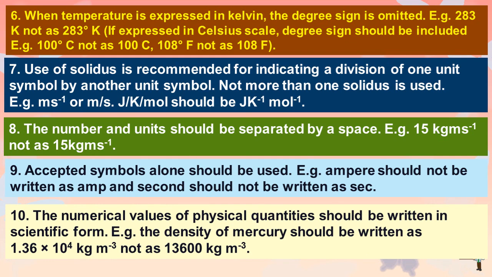We already saw the prefixes and we have to use the prefixes here. Example, the density of mercury should be written as 1.36 × 10^4 kg m^-3 and not as 13,600 kilogram meter per, that means kg m^-3.